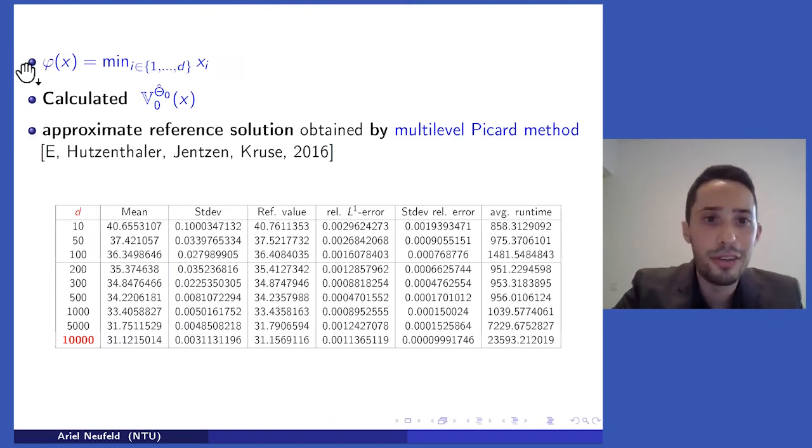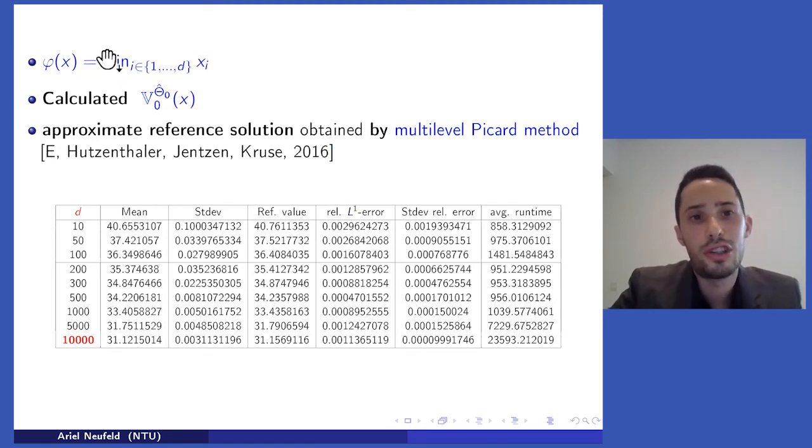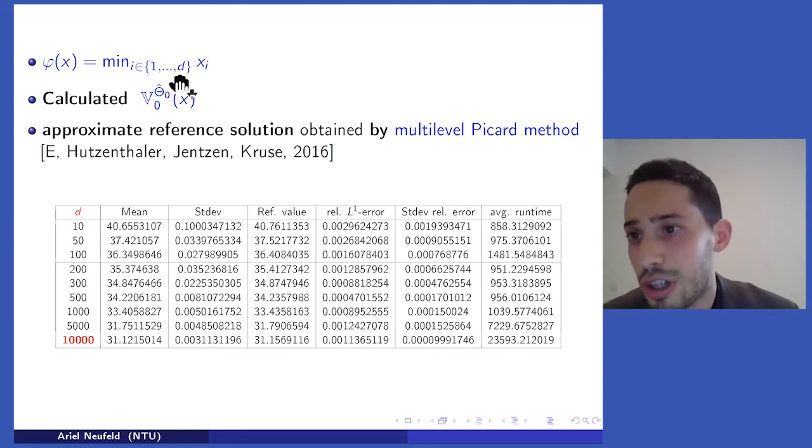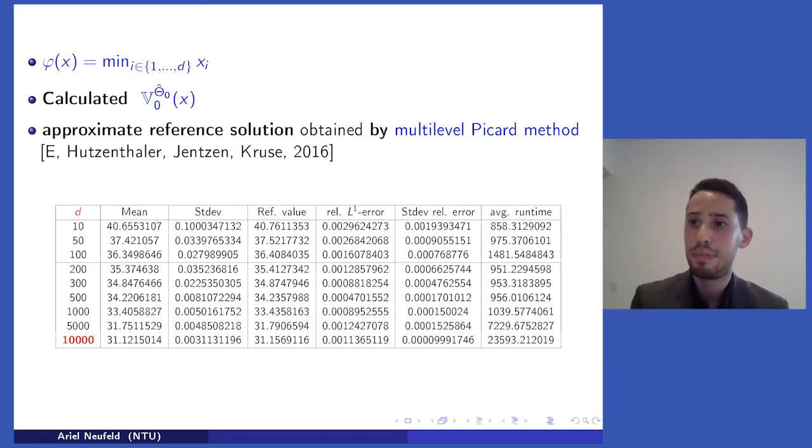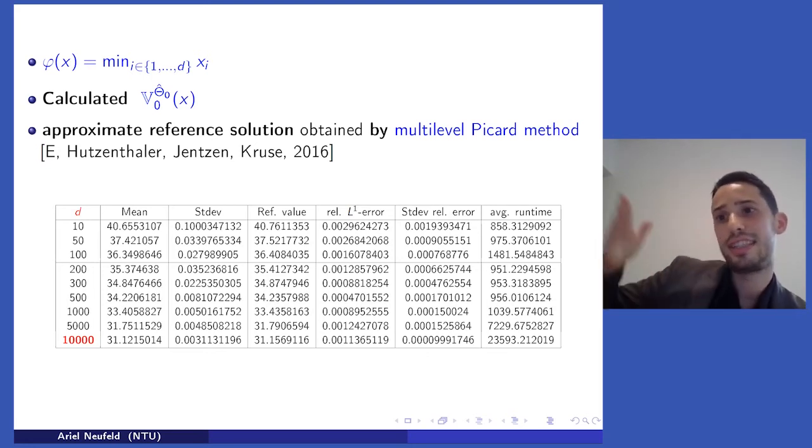As a boundary condition, we just take the minimum of x_i. So the contract will just give you the minimum value of all those d assets. Let's say if your contract depends on d financial derivatives, the bank has to pay you the minimum of the value of all those d involved stocks at the maturity, let's say after 1 year.